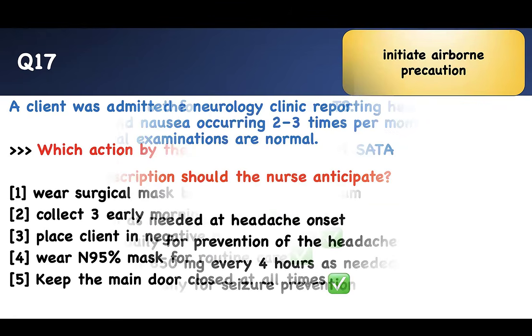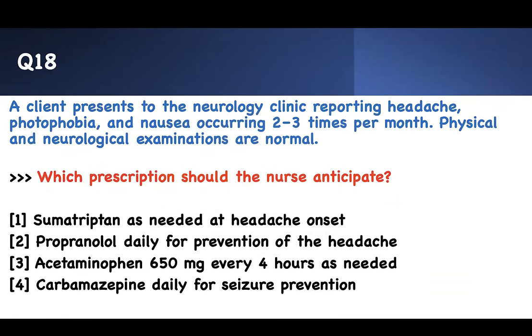What is your score? I know you get 18 out of 18. A client presents to the neurology clinic reporting headache, photophobia, and nausea that occur 2 to 3 times per month.